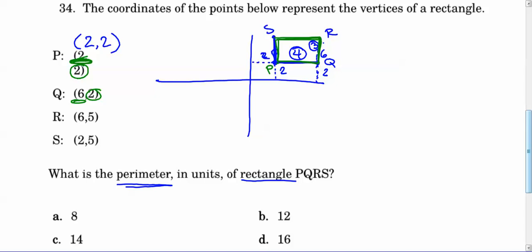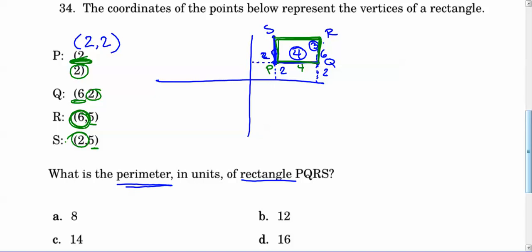That's how we came up with a distance of 4, all right? And then when you're looking for the width of that rectangle, you'll notice 5 and 5 here, they both share a y value. They're both up the same amount, so we're going to look at the difference between 6 and 2 for R and S. So again, that's also a distance of 4.